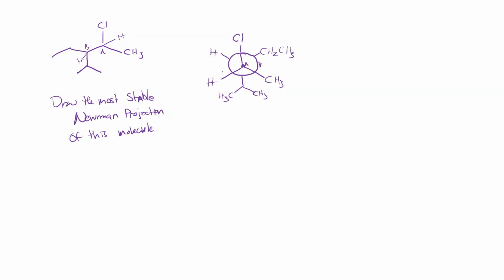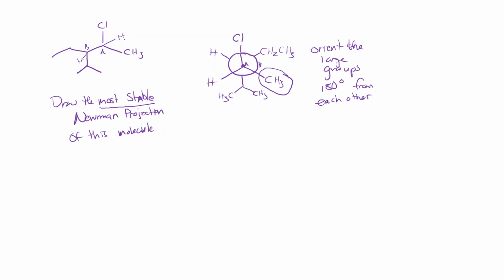Now what is the goal? We said we want the most stable. What does most stable mean in a Newton projection? It means we need to orient the large groups 180 degrees from each other. So what are our large groups? What's the largest group on carbon A? Remember, when we say large group, biggest group, we mean the one with the most sigma bonds. So that's going to be this CH3 group. So the CH3 group is the largest group that's attached to carbon A.